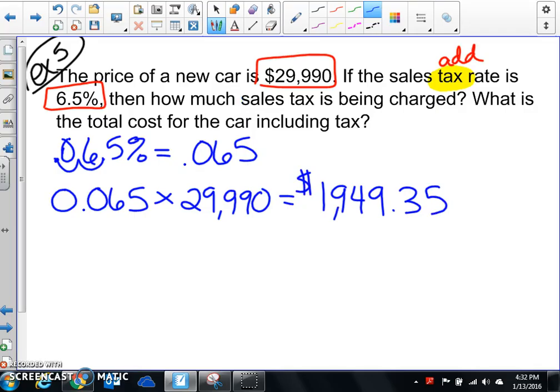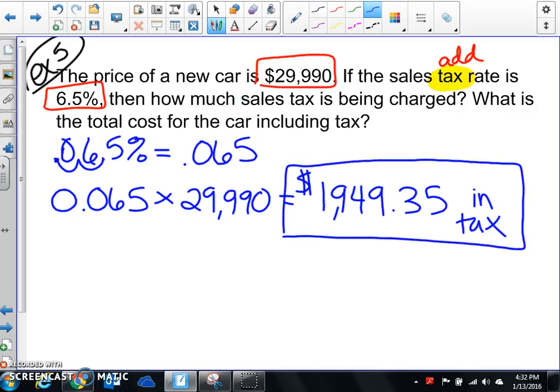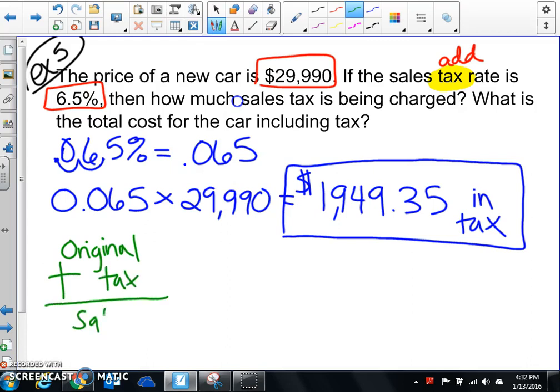So $1,949 in sales tax, in tax. Okay, now you never say, yay, I need to go pay taxes. No, because you have to pay more money. So to find tax, you take the original amount and you add whatever the tax amount was to give you the sale price or the final price or the total cost, however they word it.